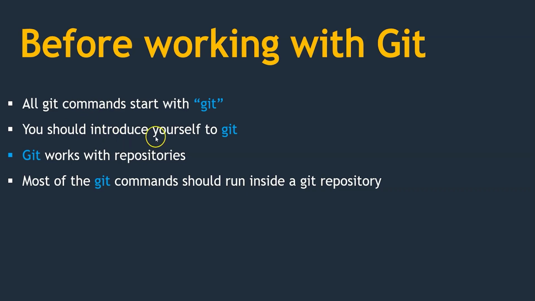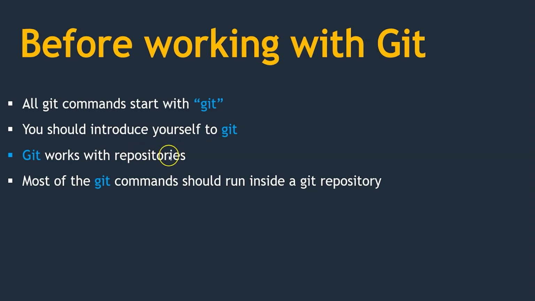Next, you should introduce yourself to Git. This we have already done. If you don't introduce yourself to Git, while pushing your changes you may face some trouble, or else it won't track your real name. It may give some random name. If you have random names in your commits, then we don't know who has done those changes.